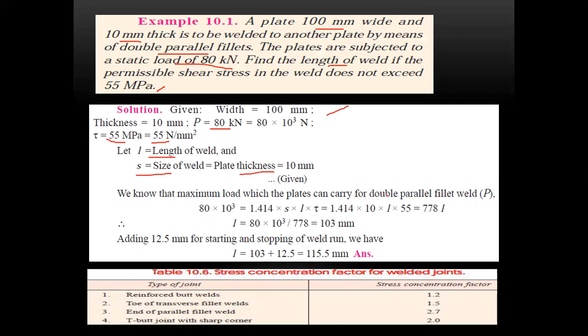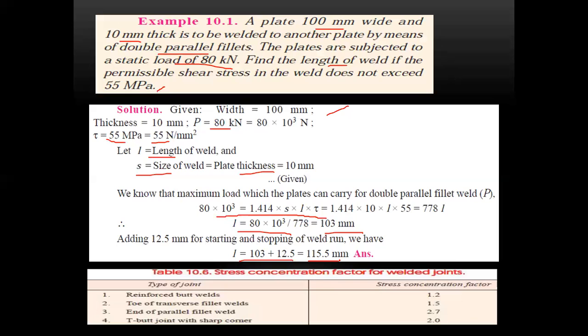Now the maximum load that the plates can carry, for the double parallel fillet weld, P is equal to this formula. Substituting all this, you will get L is equal to this one. L in mm is 103 mm. Adding 12.5 mm for the starting and stopping of the weld run, we have L is equal to 115.5 mm.